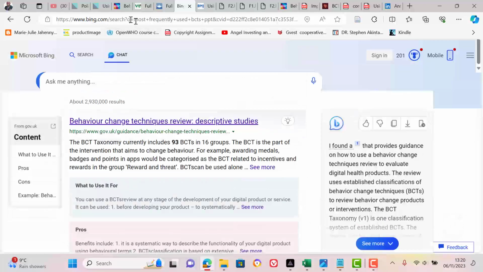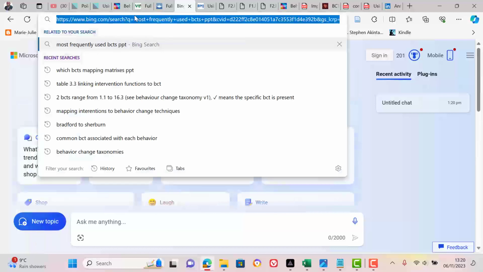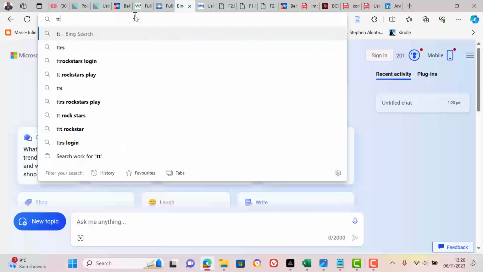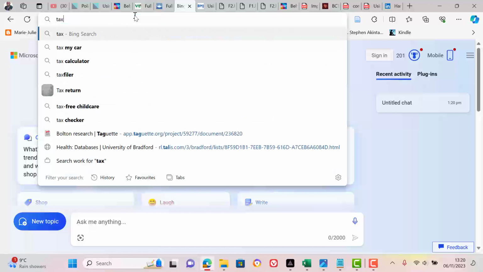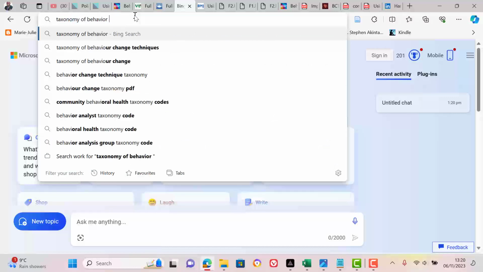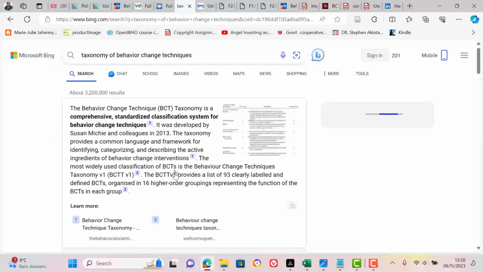Okay, just taxonomy of behavior change techniques. Taxonomy of behavior change techniques.